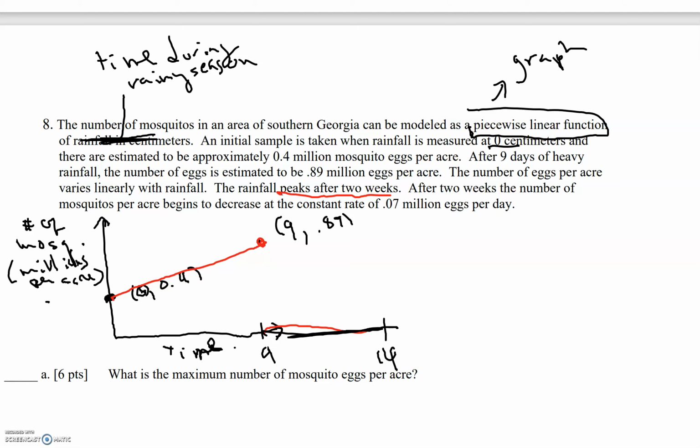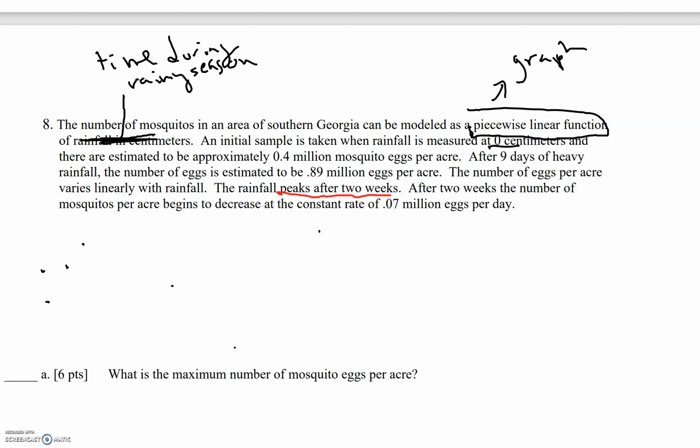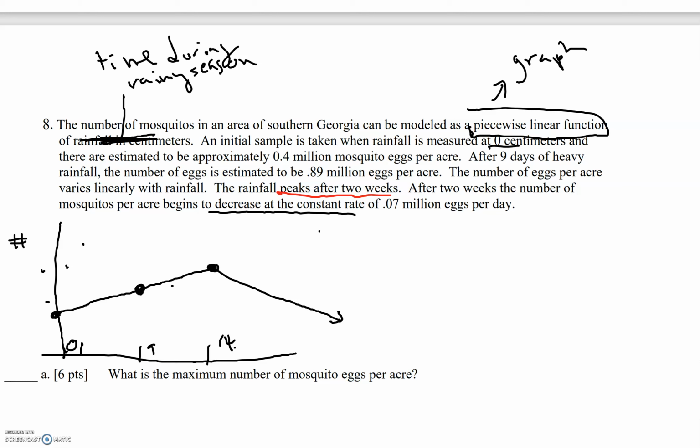And now my picture is getting kind of messy, so maybe I'll redraw it. I'm just going to make it a bit smaller so I can see what I want to see. Okay, so this was time 0, and then we've got, let's say that's 14 and 9, and we know we have a point here, and we have a point here, and we peak at 14, and then we start coming back down because it's decreasing at the constant rate of 0.07. Okay. So that's going to be my model, or my picture, rather.